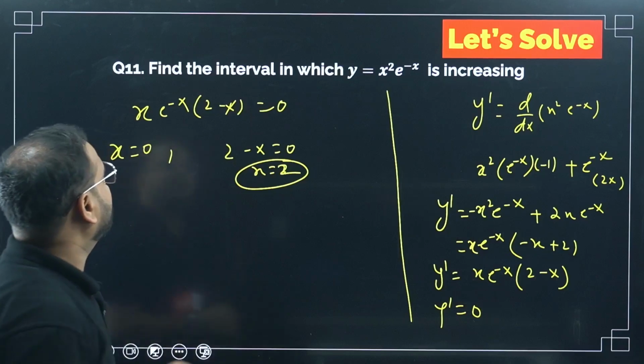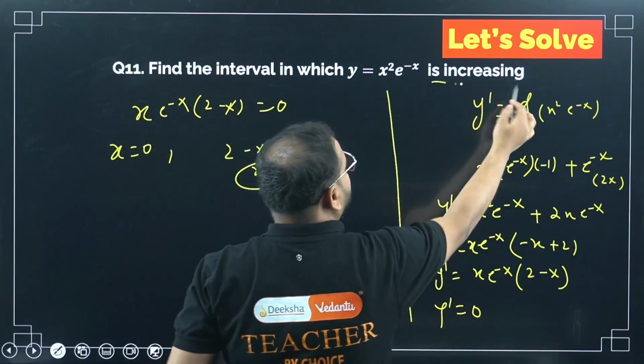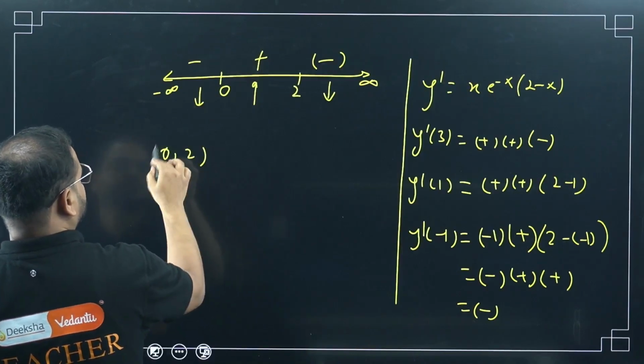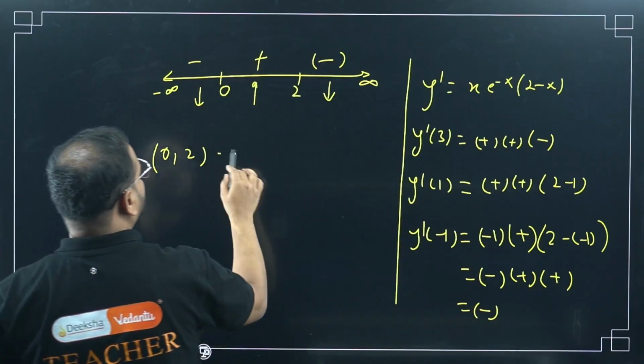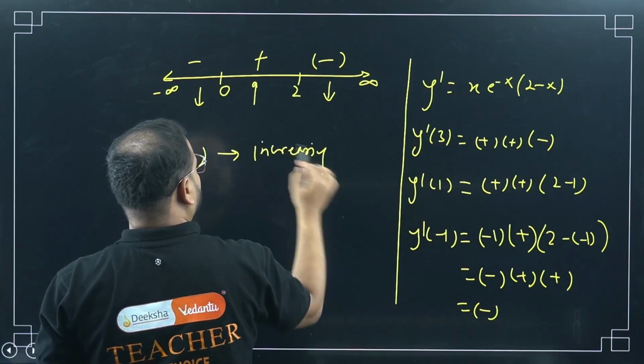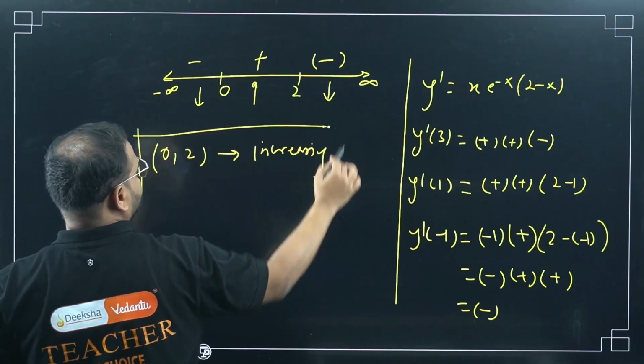What are they asking us? Find the interval which is increasing. They are asking us for increasing, right? What is the increasing interval? Only this part. So 0 to 2. Increasing in 0 to 2. We have this as the answer. So y is increasing in 0 to 2.